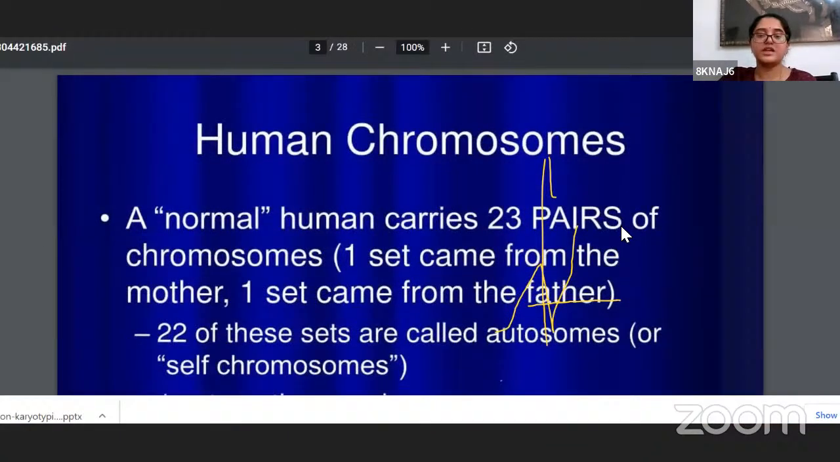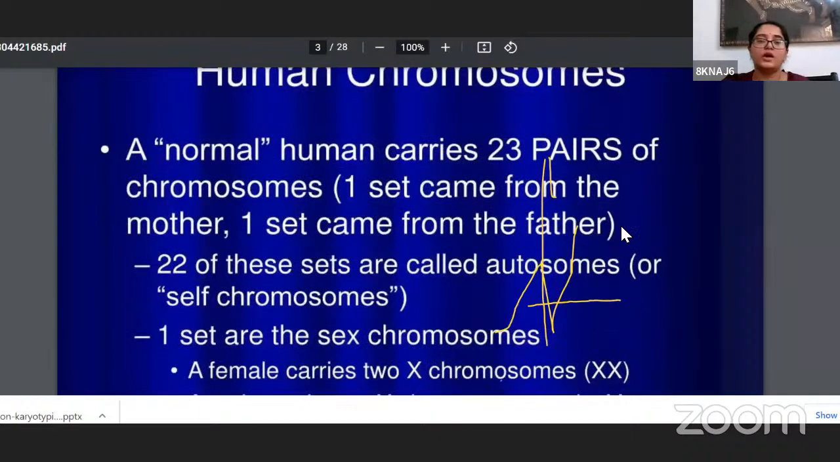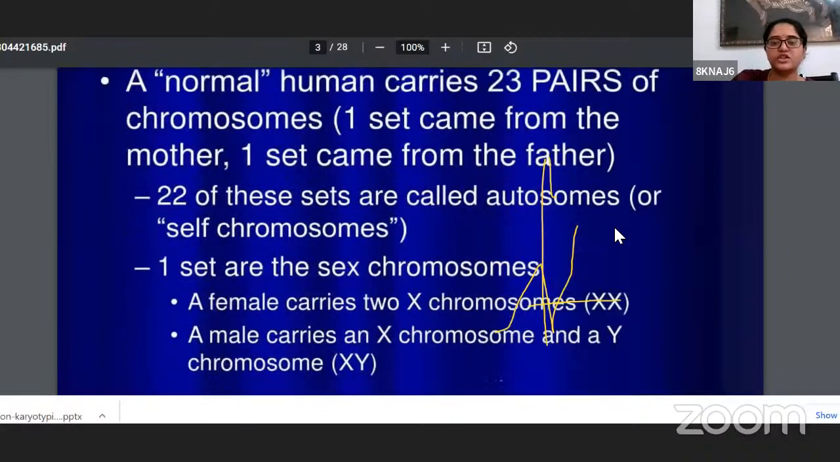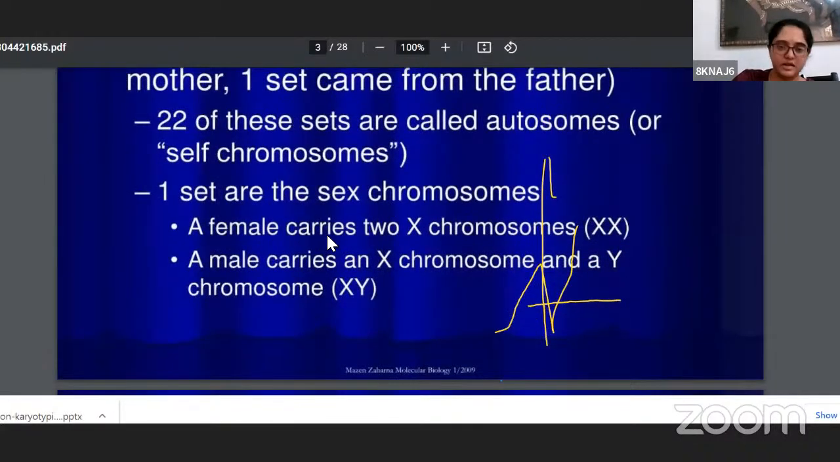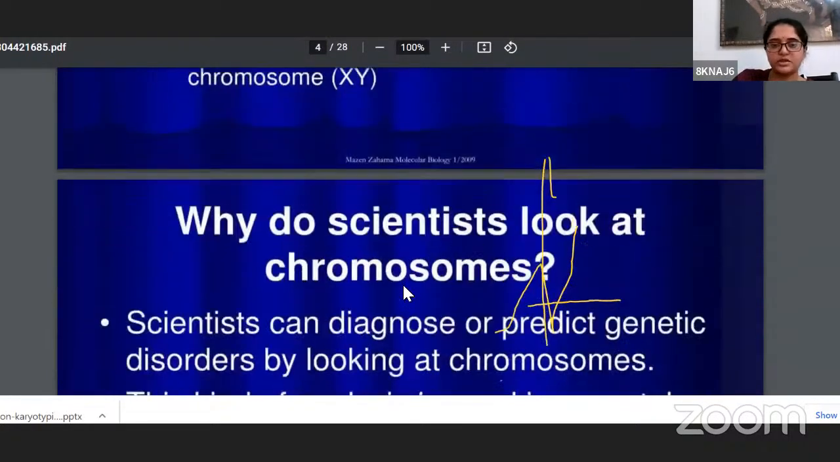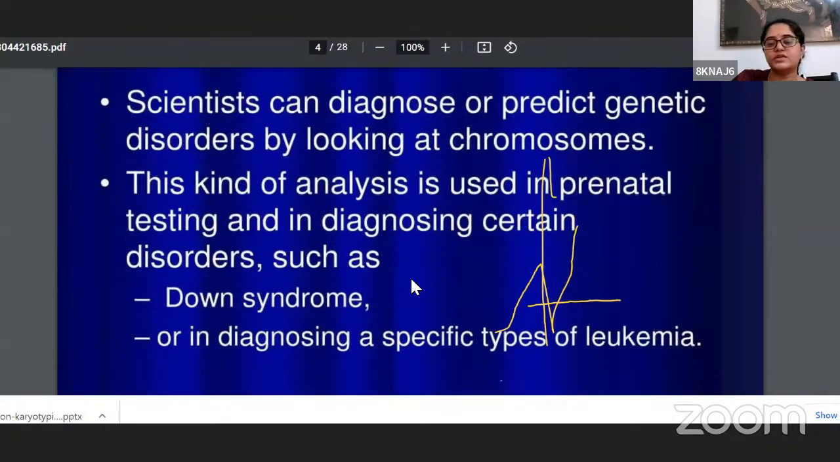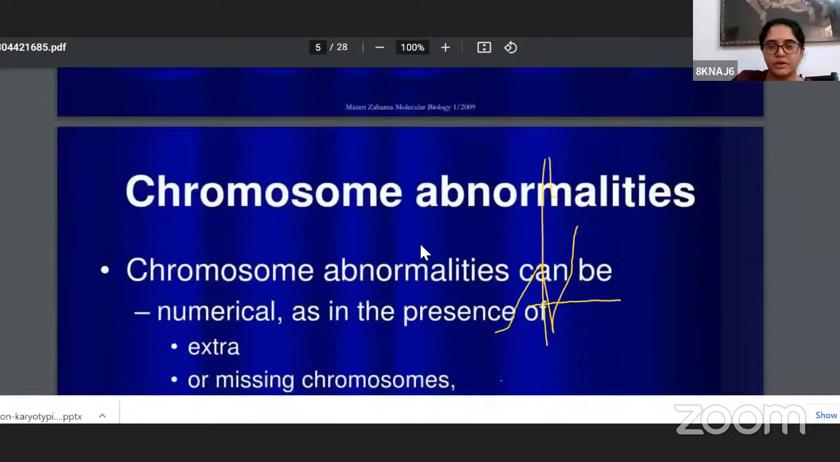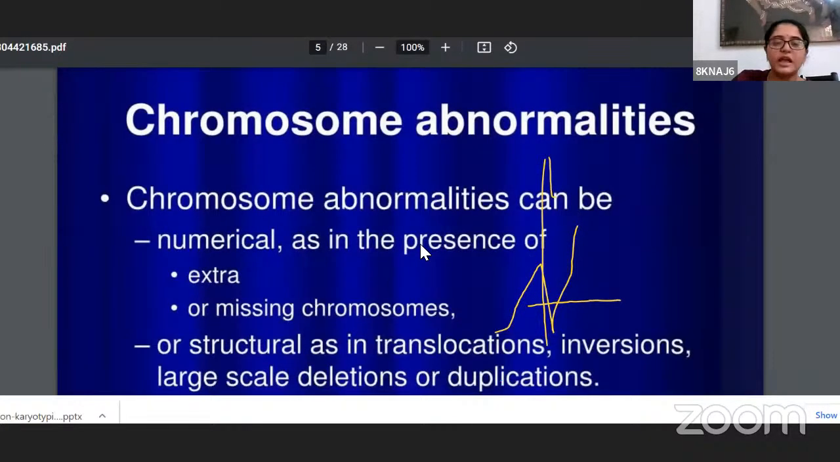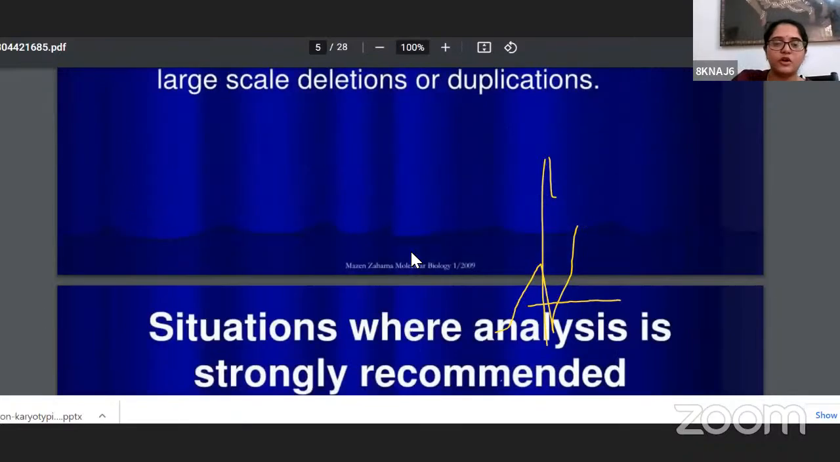So humans have 23 pairs of chromosomes, of which 1 set comes from the mother and 1 set from the father, even the autosomes. 22 of these sets are called autosomes, and 1 set are the allosomes or sex chromosomes, where a female has 2 X chromosomes and a male has X and Y chromosomes. This is necessary to see or diagnose different kinds of issues such as Down syndrome or different kinds of leukemia, and to find abnormalities, as you have already seen.